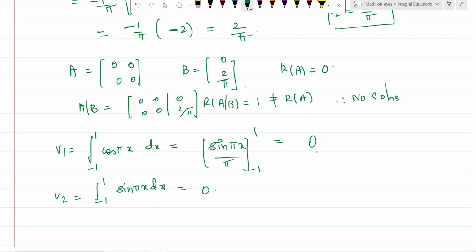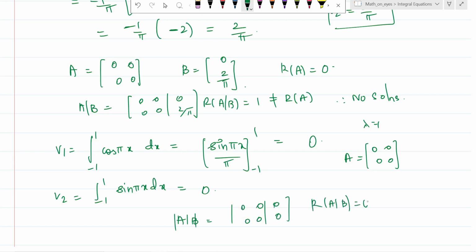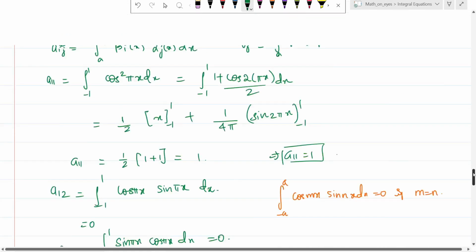So we get A matrix is equal to 0, 0, 0, 0 after applying lambda is equal to 1 here, and then we will find the rank of the augmented matrix A by B. So that will also be 0, 0, 0, 0 and then 0, 0. So we get rank of A by B is equal to 0, which is equal to rank of A. So it has an infinite number of solutions. So infinite solutions. So this option is also true.